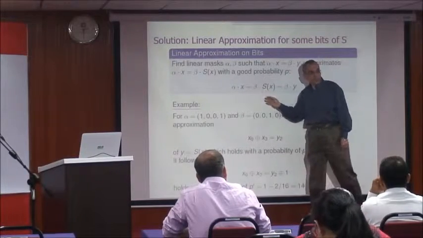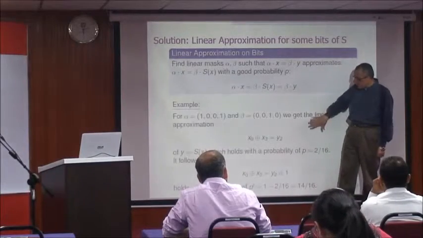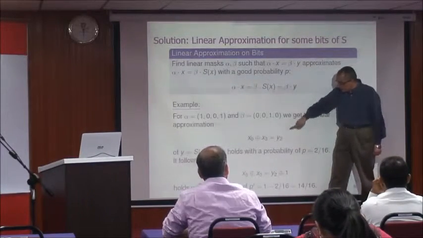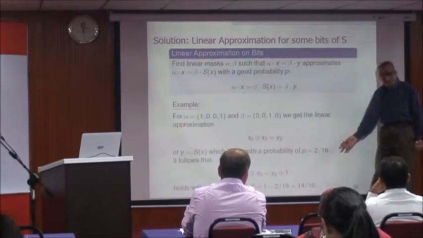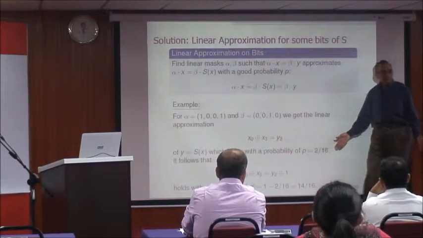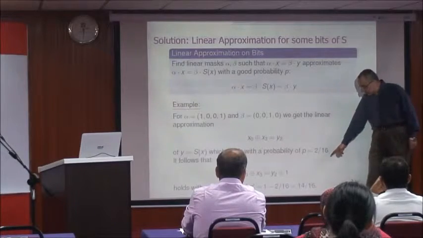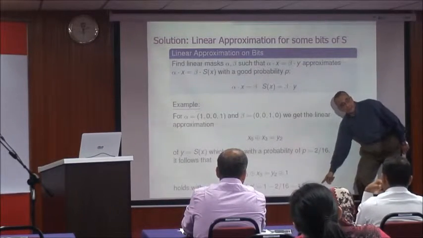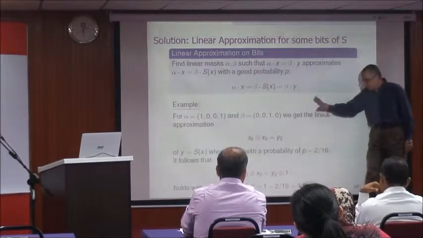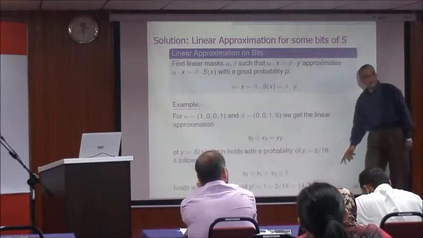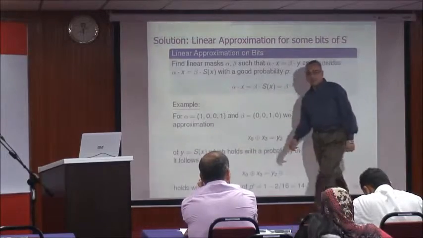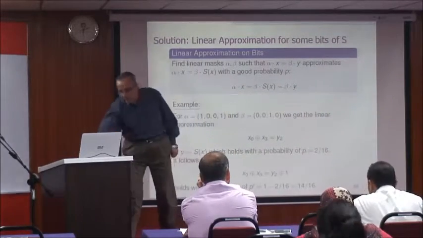Now I found out that for this particular S box, this relation holds with this probability, which is a relatively very high probability, because if the S box were purely random, I should expect this relation to hold with probability 8 over 16. But for this particular S box, this relation holds with probability 14 over 16. So how can I make use of this?